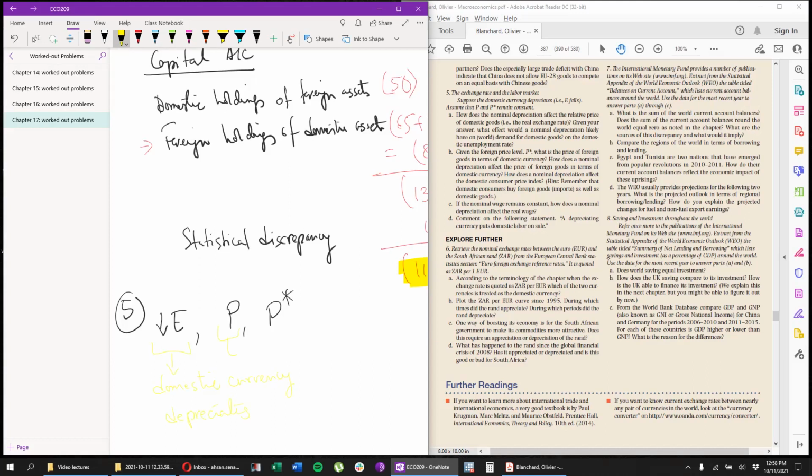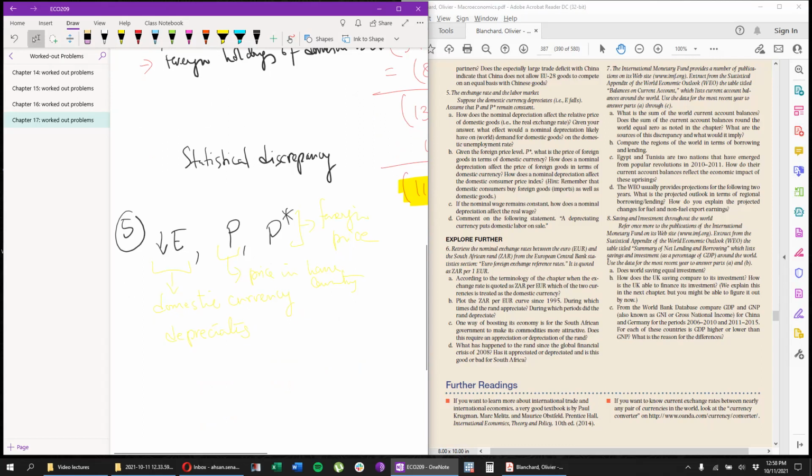This is the price in the home country, or let's say domestic price. And of course, this is the foreign price. I think the yellow is a bit difficult to read, right? Let me change the color. Okay, so let's read the questions partly.